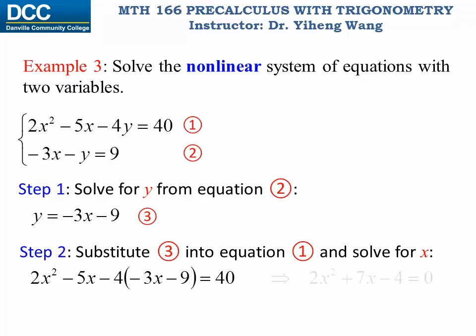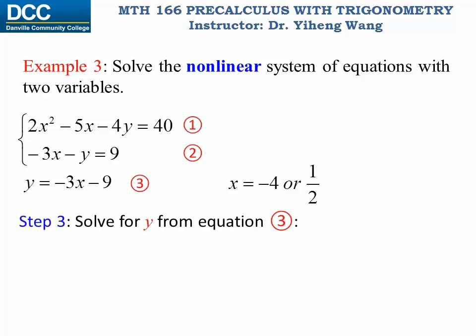And after rearrangement, as you can see, this is a quadratic equation that we are very familiar with. And we can either try to factorize it, or we can try to use the quadratic formula. Either way, there are two solutions. x can be negative 4 or x can be positive 1/2.